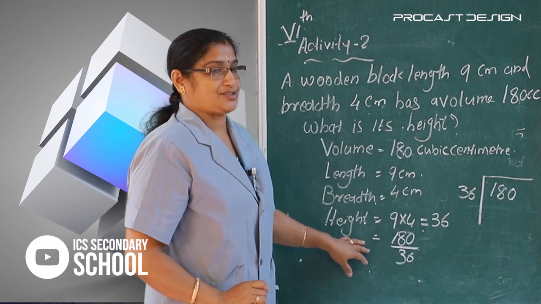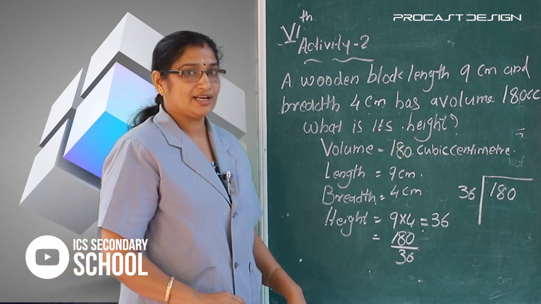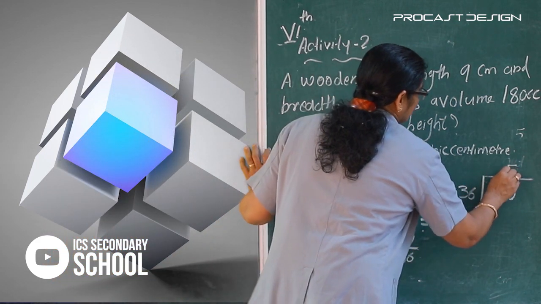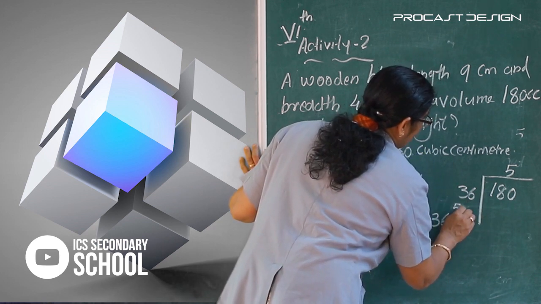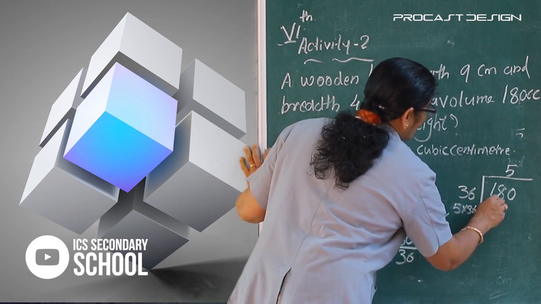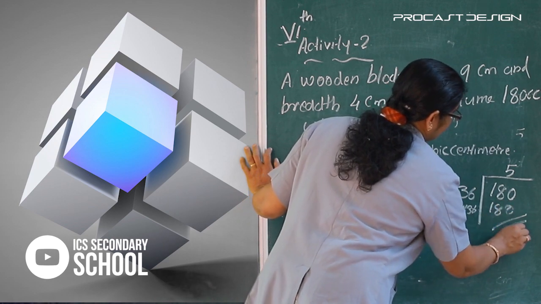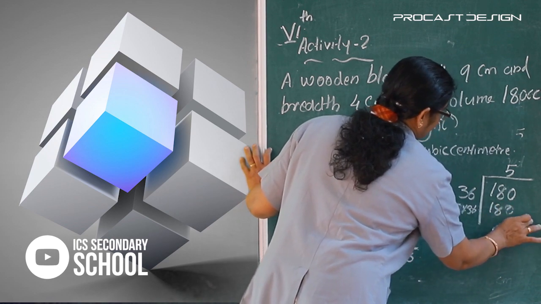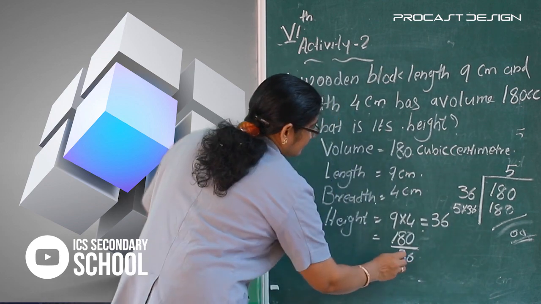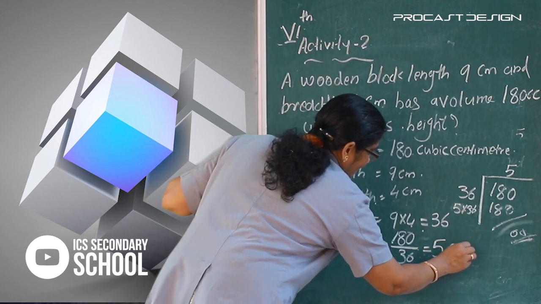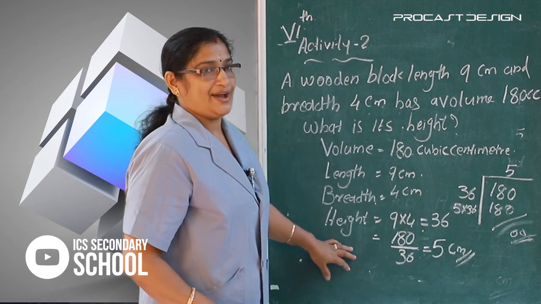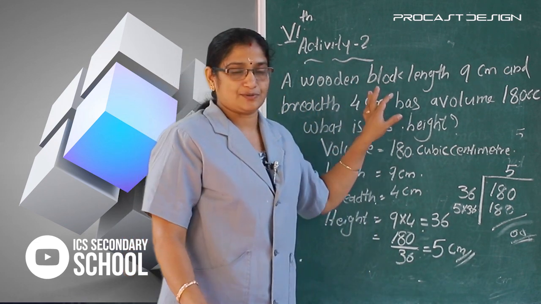How many times is 36 in 180? 5 times. 5 into 36 is 180. Height is 5 centimeter. Yes, once more, repeat.